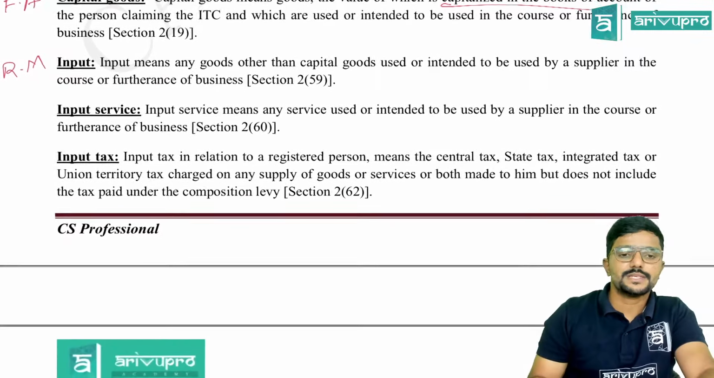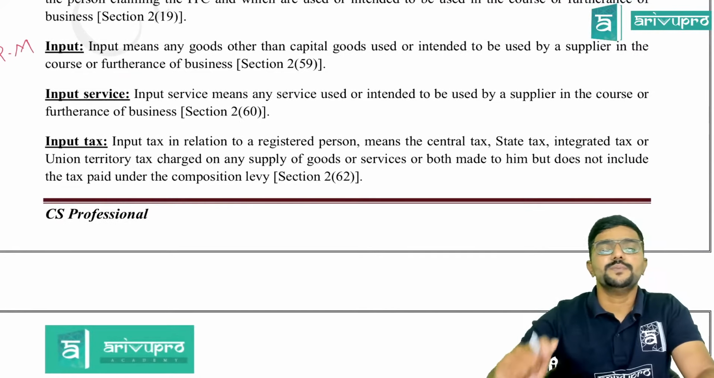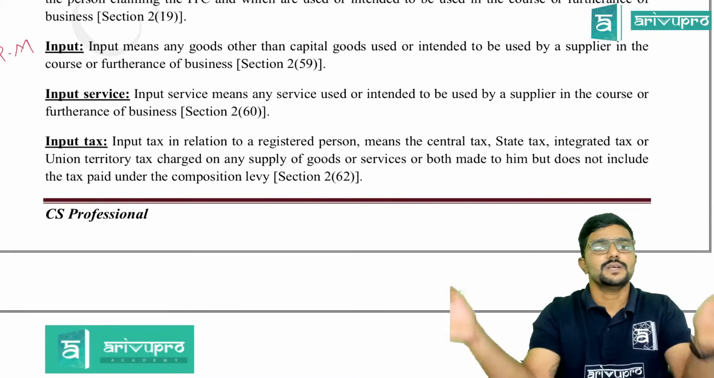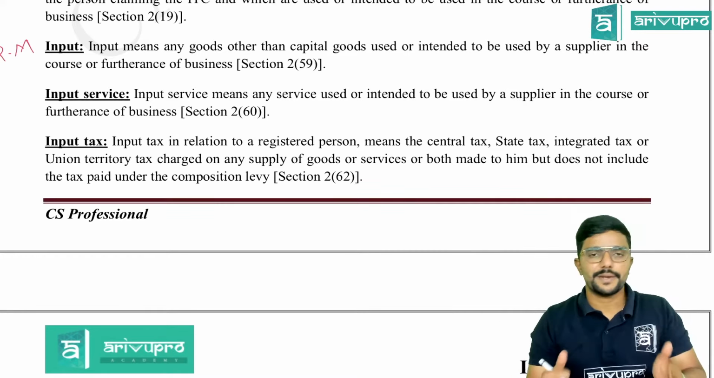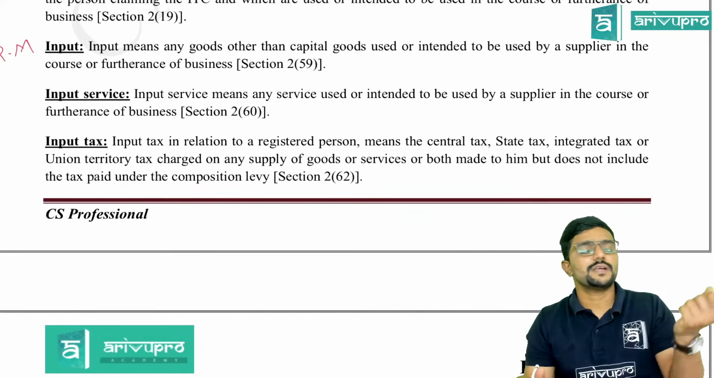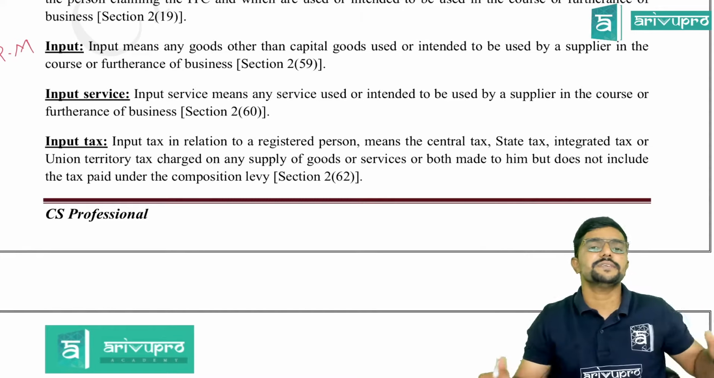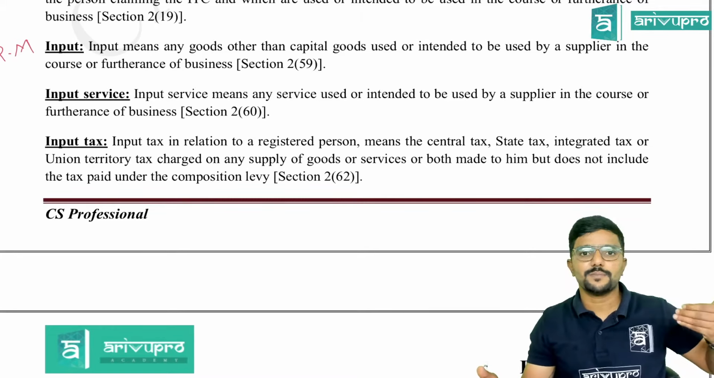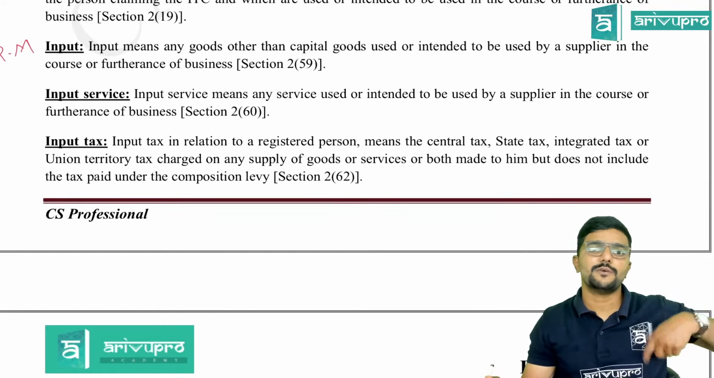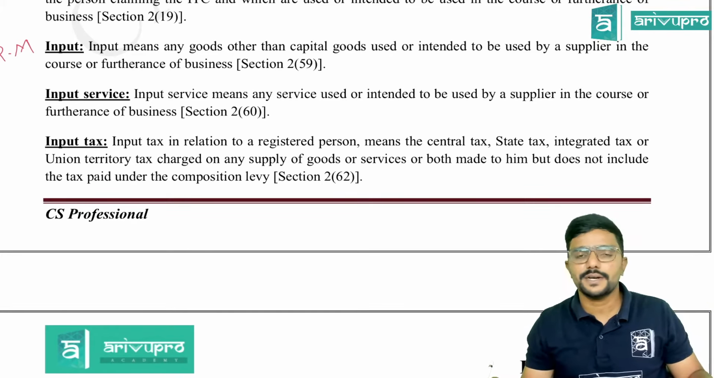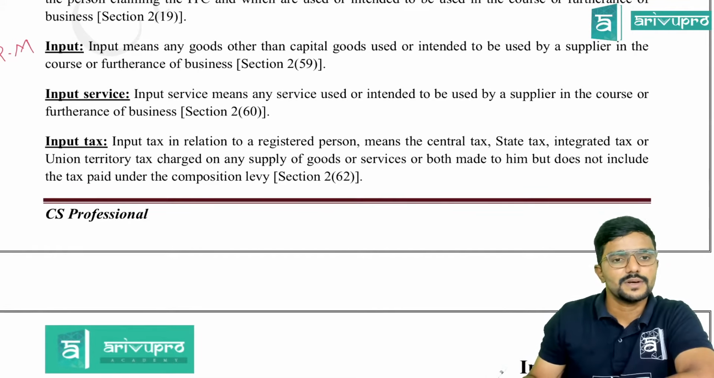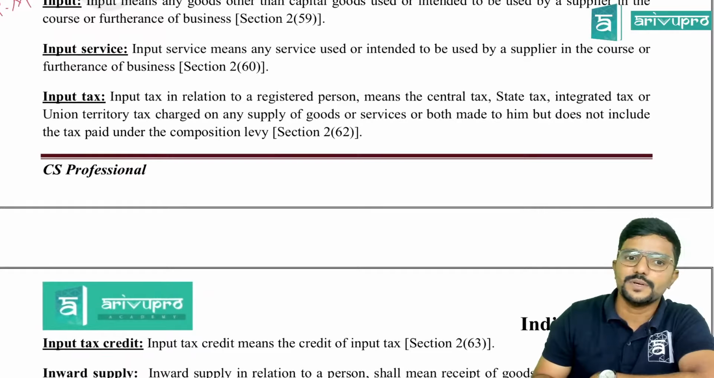Okay. Next, coming to input services. Input service means any service used or intended to be used by the supplier in the course or furtherance of business. Now, I am the supplier who is providing outward supply. For me, one of the services I require, legal service or some architect service, I have taken it. So that is an inward supply for me. I would have paid input tax. Can I claim the credit of it? Yes, provided that the input service is taken for the purpose of business.